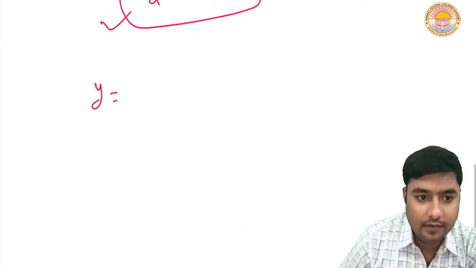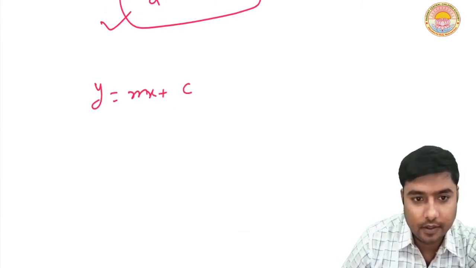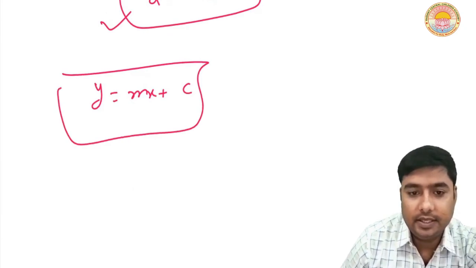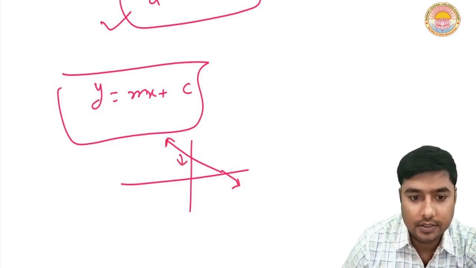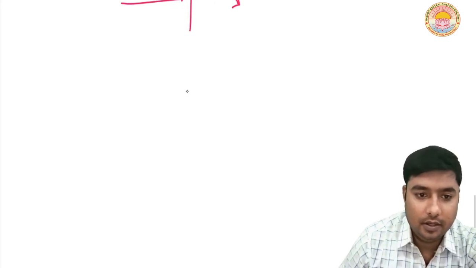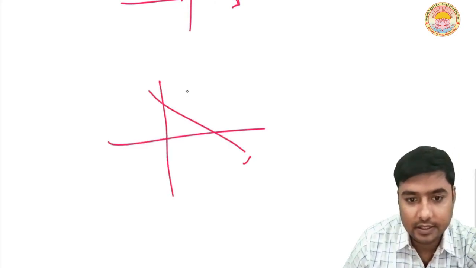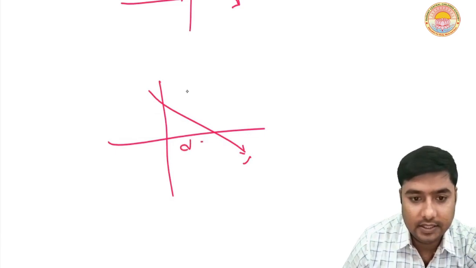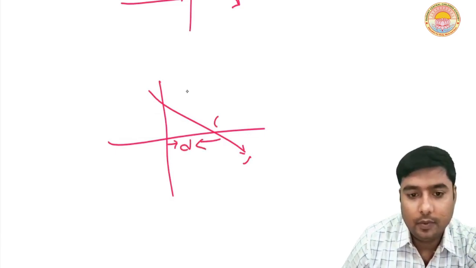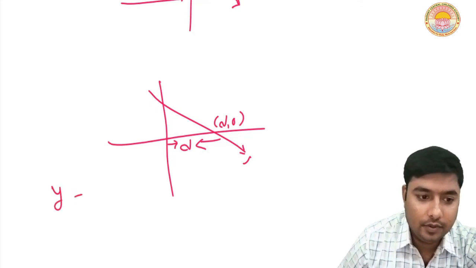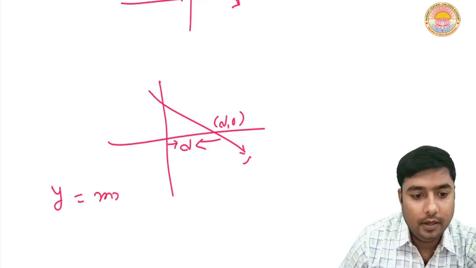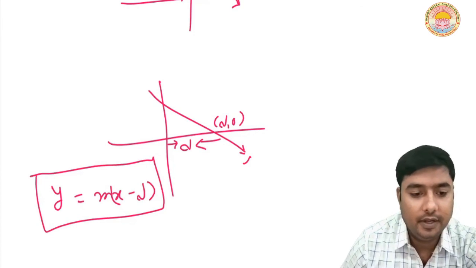If we write y equals mx plus c, it means c is the intercept on the y-axis. If we take the intercept on the x-axis, that means this distance is d, so the point is d comma 0. Then y equals mx minus d. This is the formula for the intercept on the x-axis.